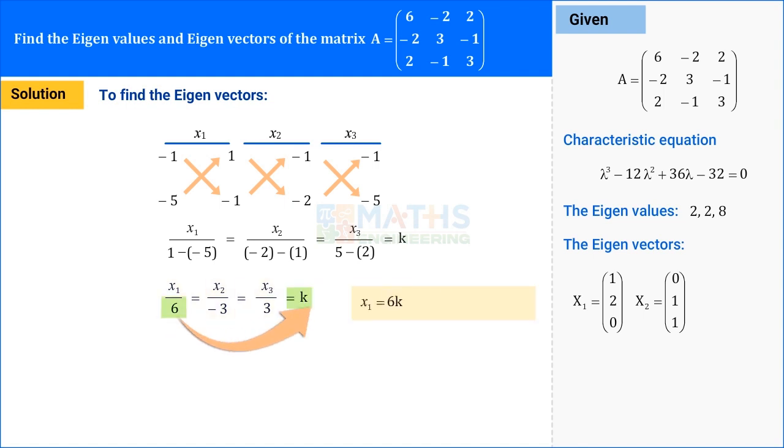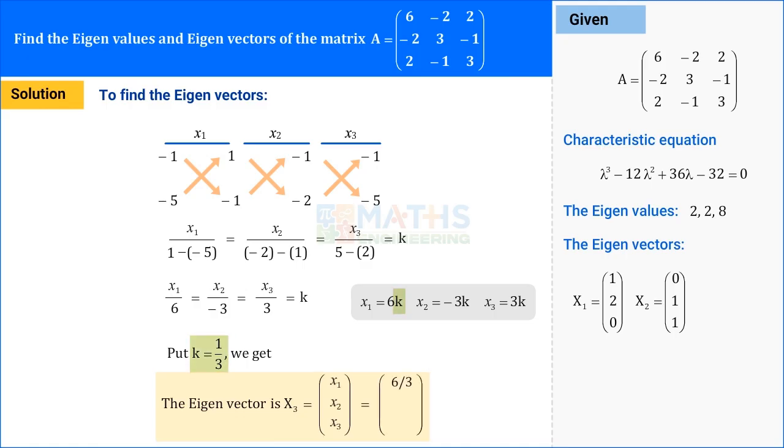Now we get x1 is equal to 6k, x2 is equal to minus 3k, x3 is equal to 3k. Now 3 is common. Since 3 is common in all three, we take k as 1 by 3. When replacing k value in x1, x2, x3, we get x1 as 2, x2 as minus 1, x3 as 1. So that our eigenvector becomes x3 is equal to 2, minus 1, 1. Now we get all three eigenvectors.